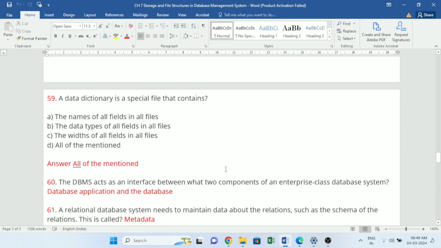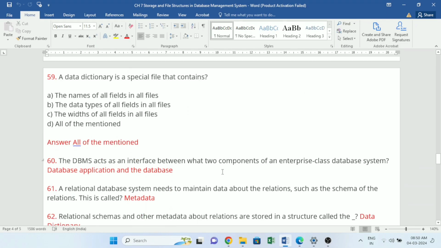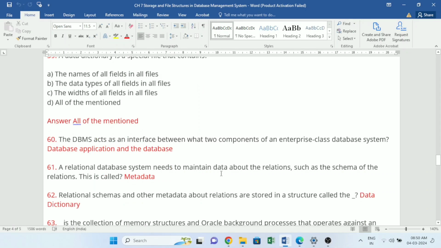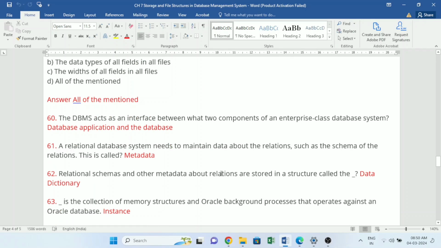59. A data dictionary is a special file that contains a. the names of all fields in all files. b. the data types of all fields in all files. c. the widths of all fields in all files. d. all of the mentioned. Answer: all of the mentioned. 60. The DBMS acts as an interface between what two components of an enterprise-class database system? Database application and the database.